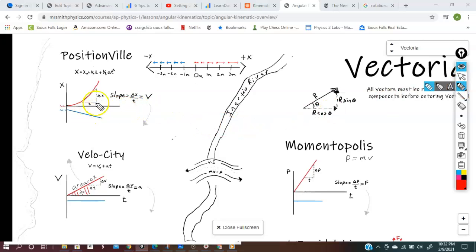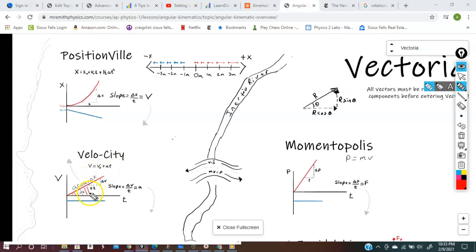Remember for a position time graph, like this red line right here, that would represent something that started very slow, started from rest, maybe like these red dots right here, and then got faster and faster in the positive direction. Remember, the slope of this line is our velocity. So we start with zero slope and we're increasing our slope. That means we're starting slow with zero velocity and increasing our velocity.